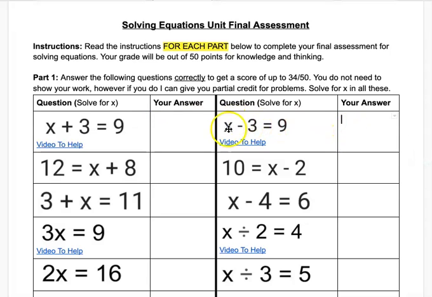For the second problem, x minus 3, so it's what number minus 3 equals 9. When you're subtracting, the opposite of that would be to add 3 to both sides. Add 3 to that side and add 3 to this side. So you'd end up with x equals 9 plus 3 is 12. So those are the first two types of problems, addition and subtraction.